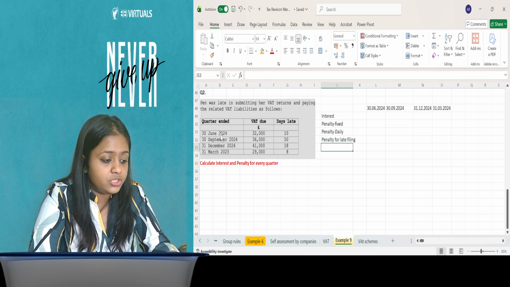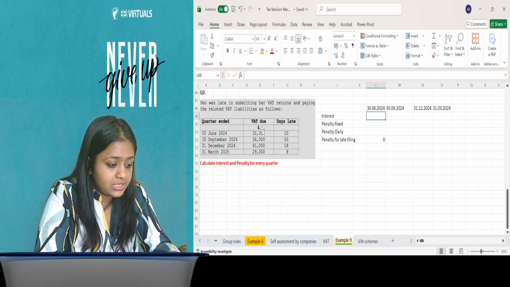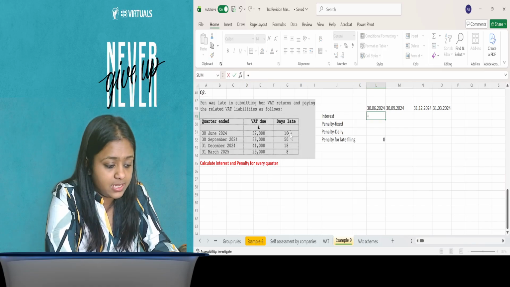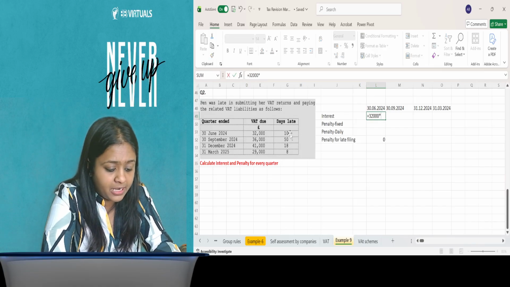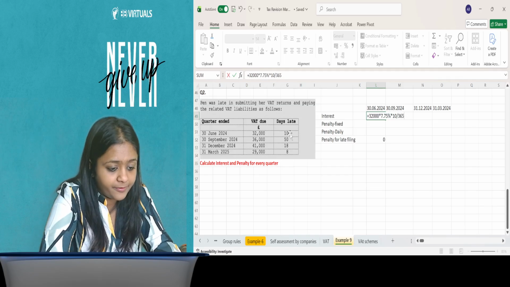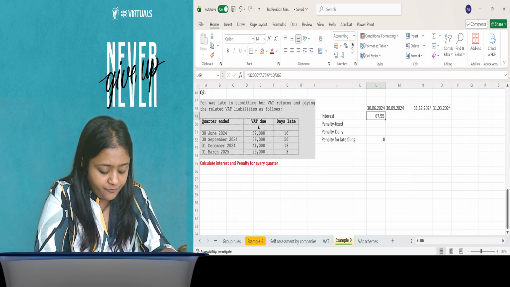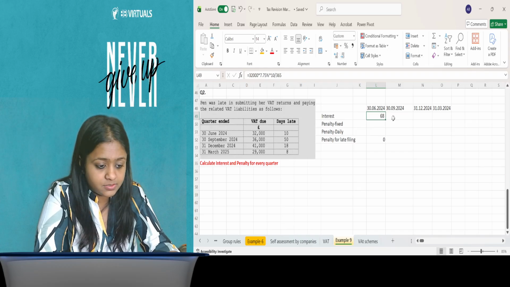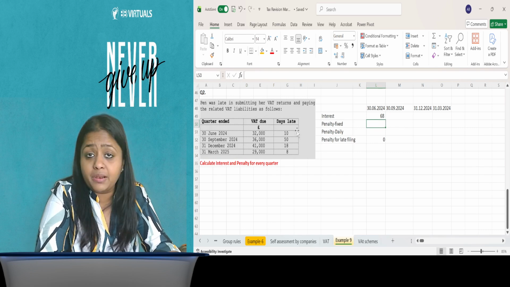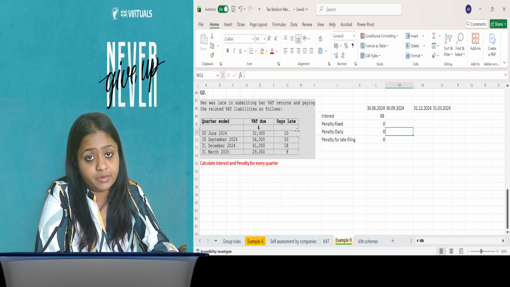Now for the quarter ended June 24, it is the first time the VAT return has paid late, so no penalty will be here. Interest is, it is days late are 10. So what is the amount of VAT due? 32,000 multiplied by 7.75% multiplied by 10 by 365. So 67.95 is my interest on it. That is approximately rounded off always. Now penalty fixed will be leviable up to 10 days. If it is there up to 15 days, there is no penalty. So no penalty will be here.